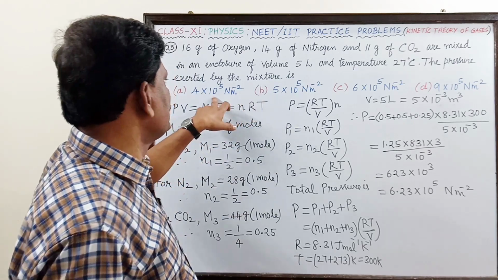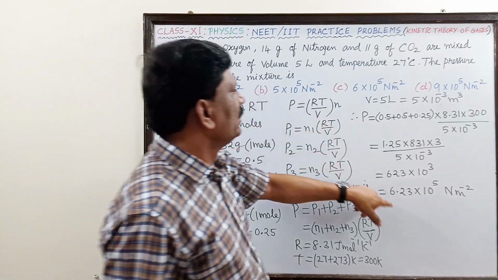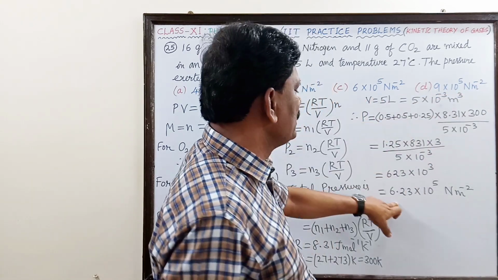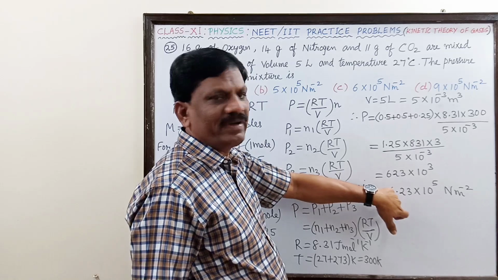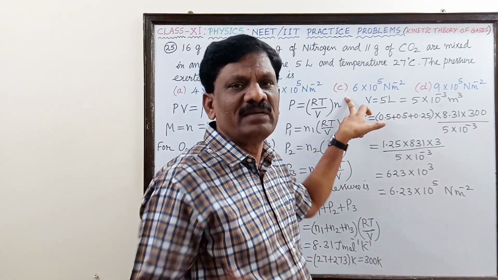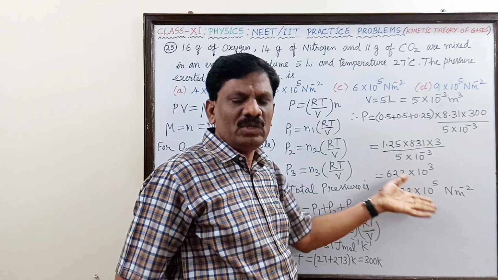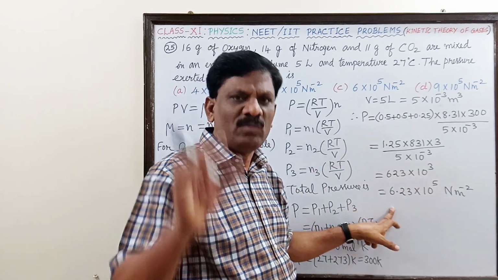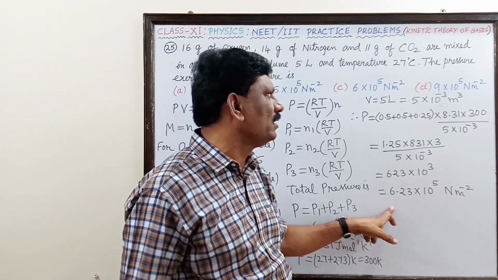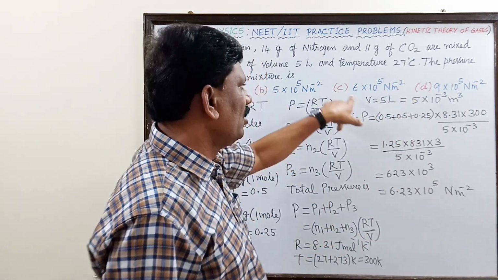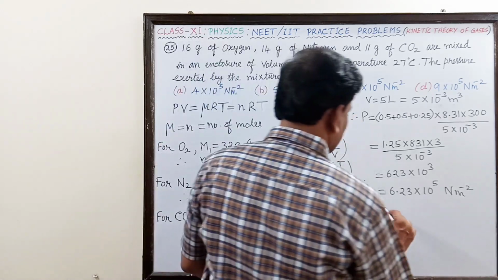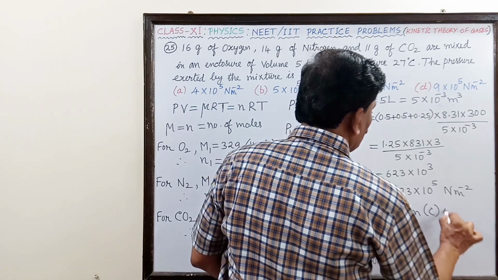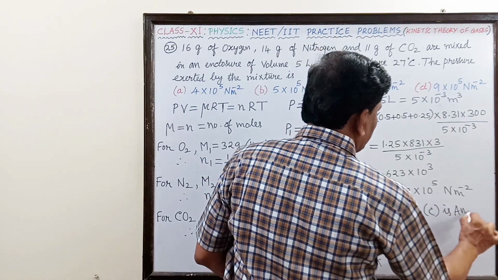So what are all the options? 5 into 10 power 5. This is 6 into 10 power 5. This is 9 into 10. So almost it is nearly equal to 6 into 10 power 5. So the option C must be the correct answer. Sometimes our answer will be 6.023. Like that, some close to the answer, some numbers will come. So which is the most appropriate answer only we are going to find out. So you cannot say none of the above here. So option C must be the correct answer. Understand? So option C is the most appropriate answer.